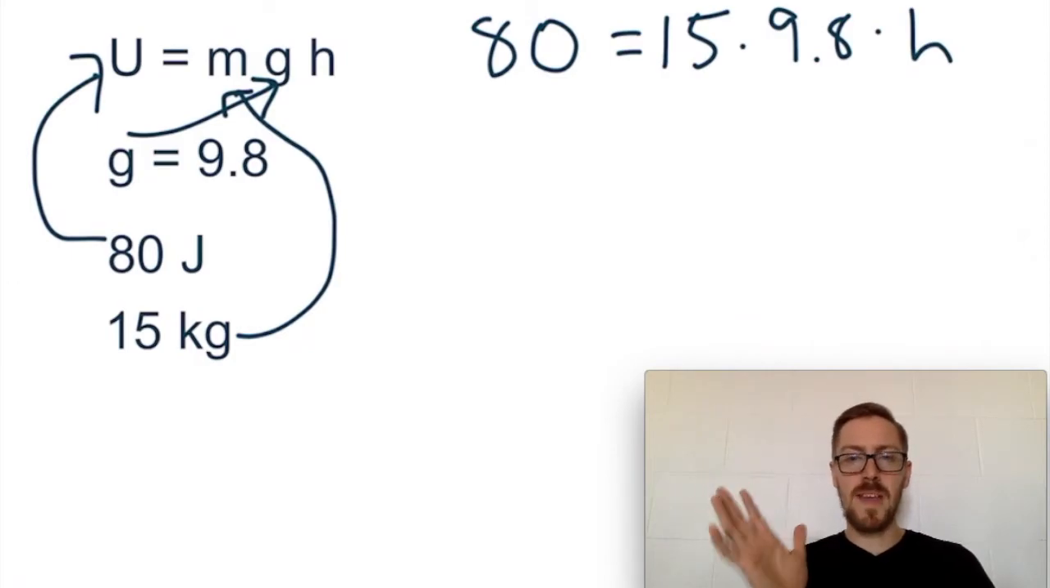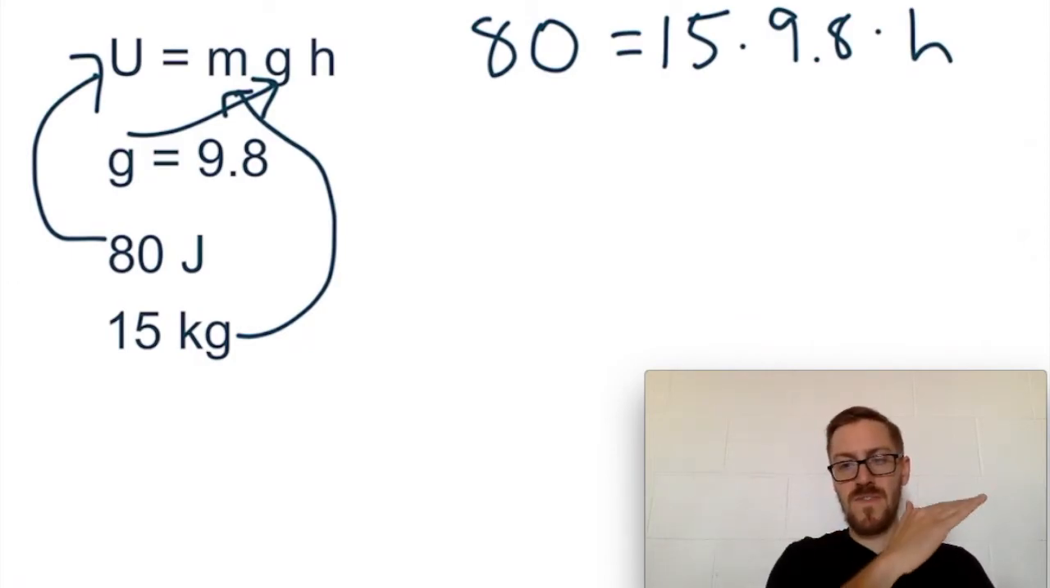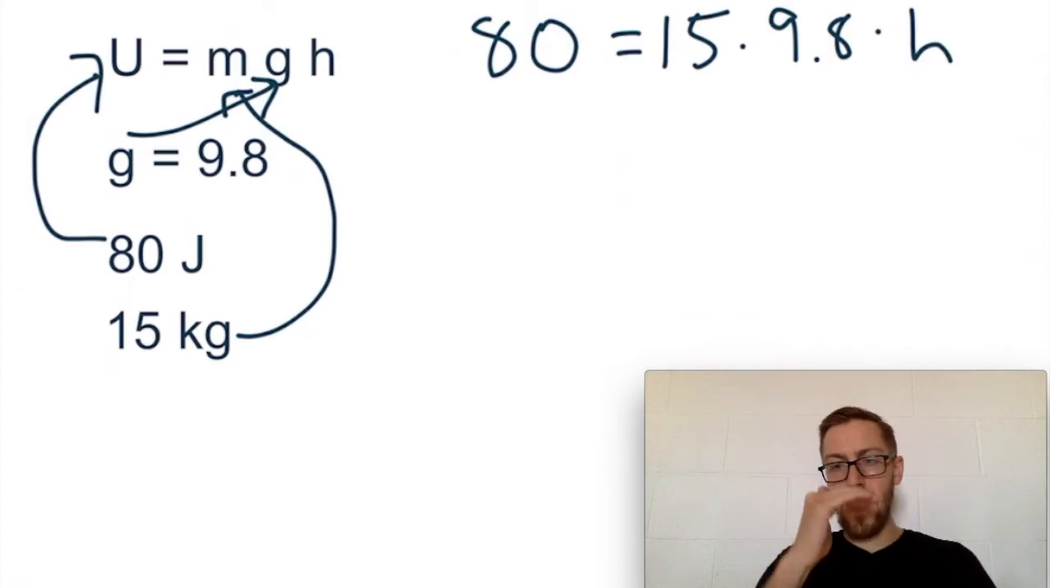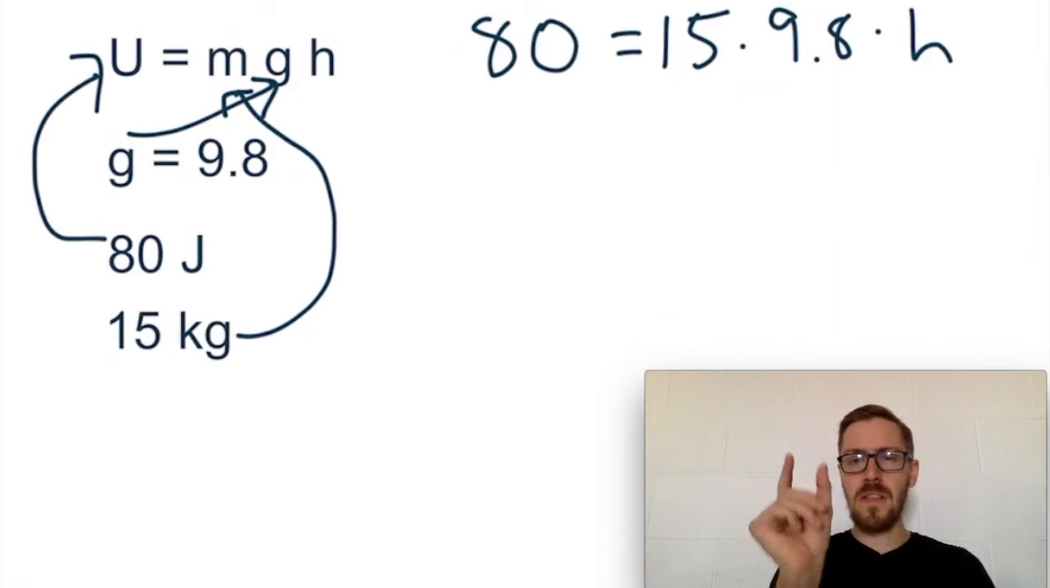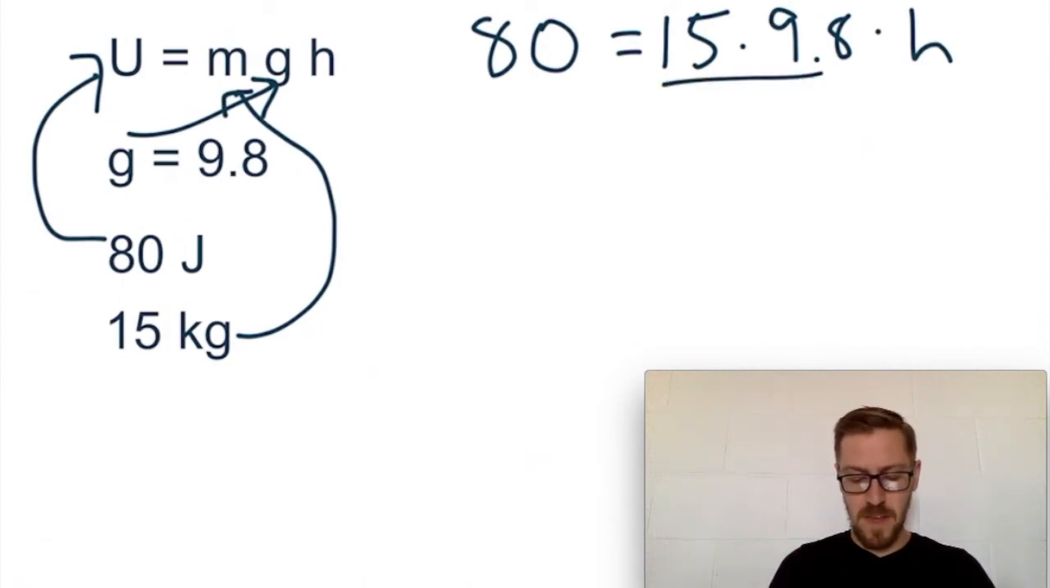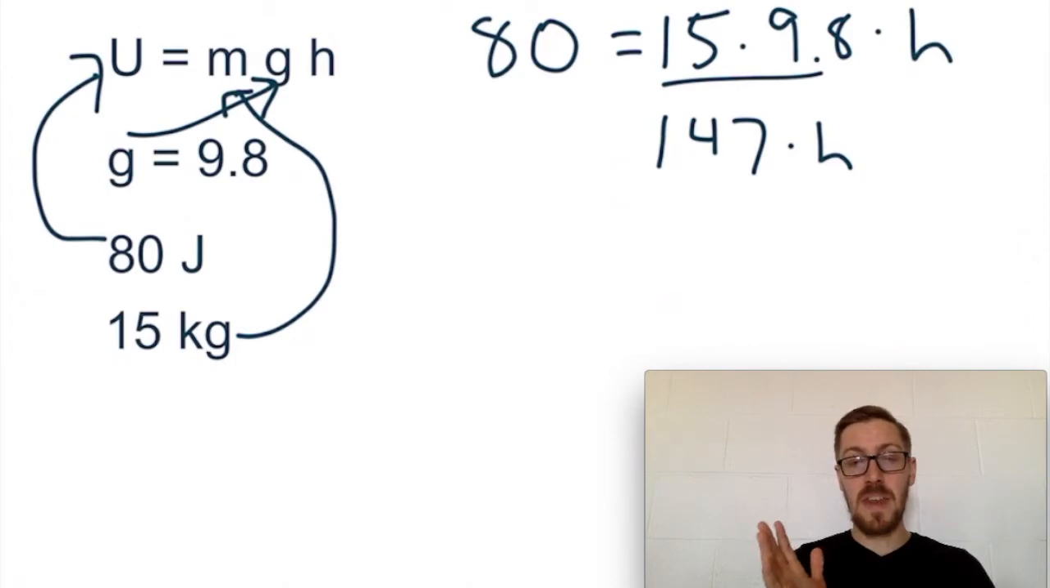Now there's kind of two ways to go at this point. You can move over the 15 by dividing by 15 and then divide by 9.8. That's one way to solve it. I think more people, though, will combine the like terms first and then divide by them. So I want to kind of resolve this 15 9.8 deal first. So I'm going to take 15 times 9.8, do that first, and I get 147 times H when I put that into my calculator.